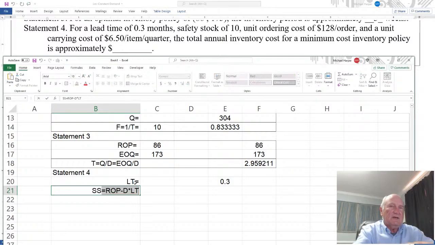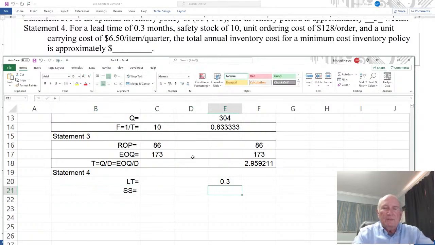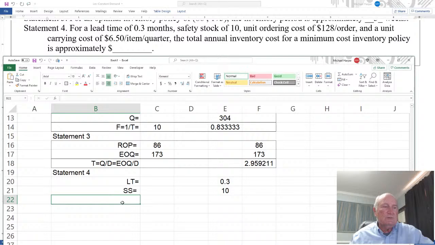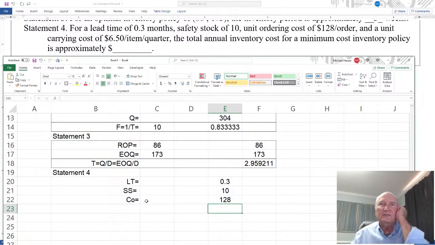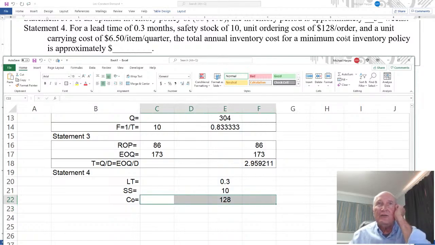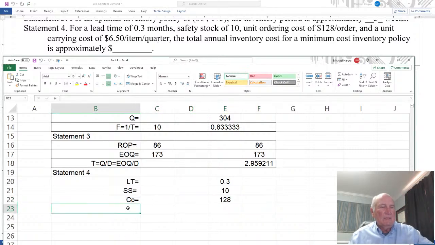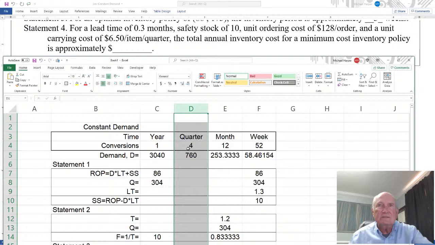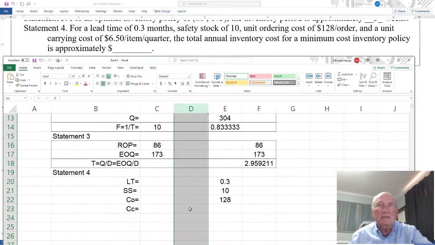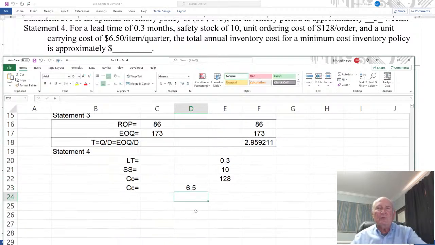There we go. The safety stock is 10. So here we have the safety stock equals, put it under the number we have, 10. It'll be 10 for all of them. Okay, but we'll just put it there. Unit ordering cost of $128 per order. Okay, so this is C sub O equals, we'll put it under here again, 128 per order. 128 is for all of these. And a unit carrying cost of $6.50 per item per quarter now. Okay, C sub C equals per quarter. Let's see, quarter is this column D. The C sub C then is $6.50 per item per quarter.